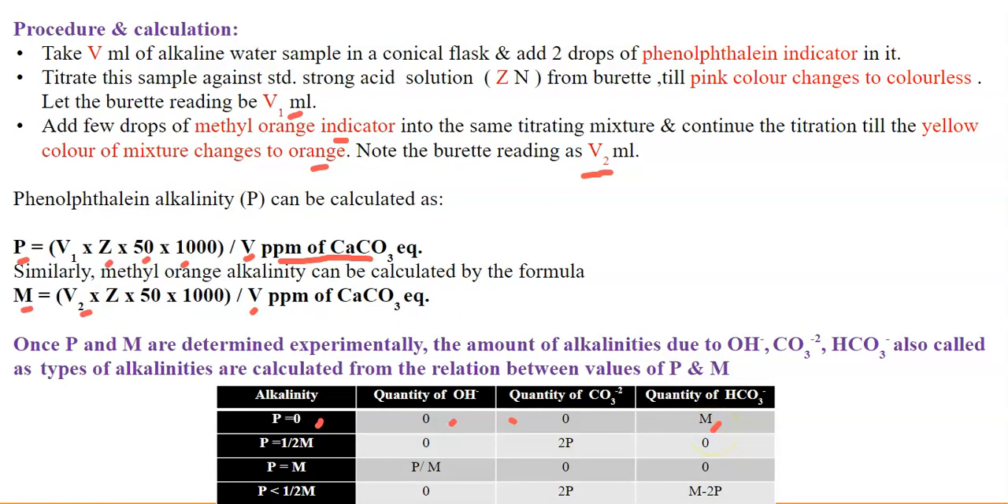We will understand how we can calculate alkalinity by solving the numericals in the next session.